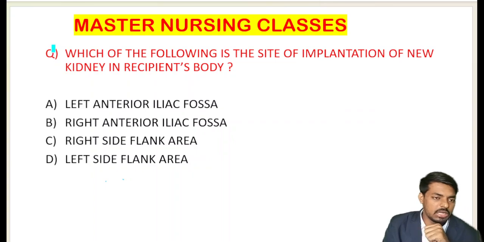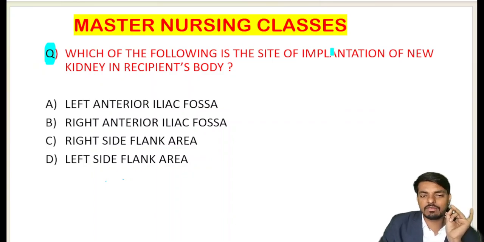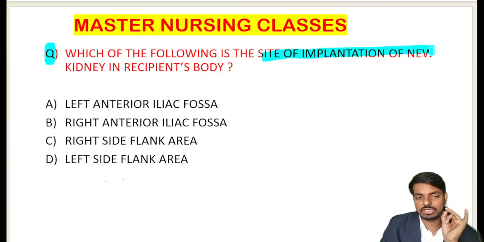Okay, here is the question. Read the question carefully, completely. Okay, this is the question. With the same concept which came in your, very importantly, NORCET 5 mains exam: the site of kidney implantation in the recipient. Which of the following is the site of implantation of the new kidney in the recipient's body?